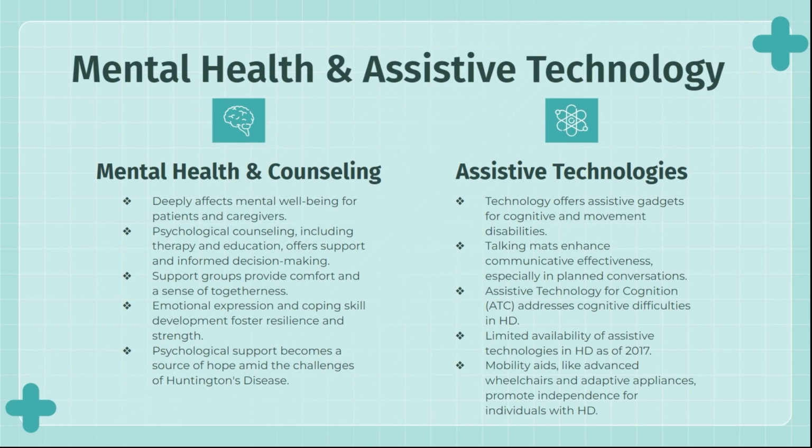Technology offers accessible gadgets tailored to cognitive and movement disabilities in HD. Talking mats enhance communicative effectiveness, particularly in planned conversations, while assistive technologies for cognition address cognitive difficulties. As of 2017, there has been limited availability of assistive technology specific to Huntington's disease. However, advances in mobility aids, such as advanced wheelchairs and advanced adaptive appliances, promote independence for individuals with the disease.